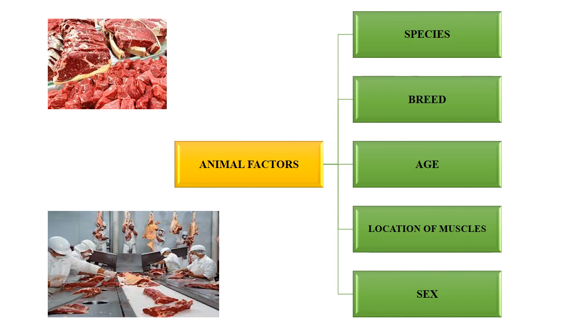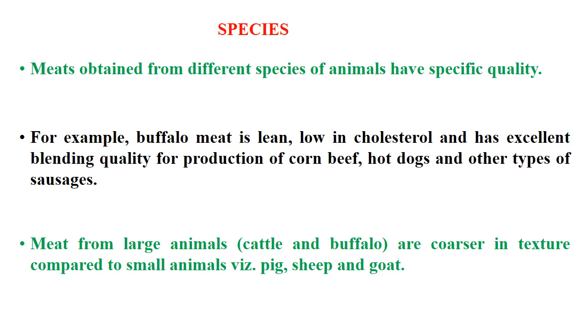In animal factors, we will see 5 different aspects. One is species, then breed, then age, then location of muscle and sex. These are the different aspects we are going to discuss, which have a direct influence on the fresh meat quality. So first we will discuss the species and its effect on meat quality.